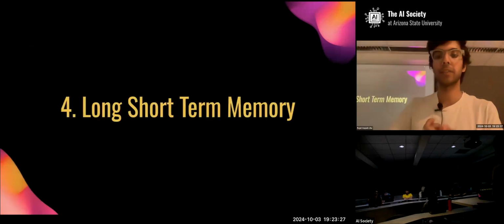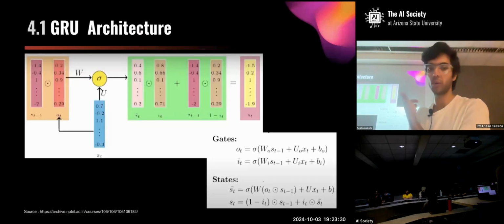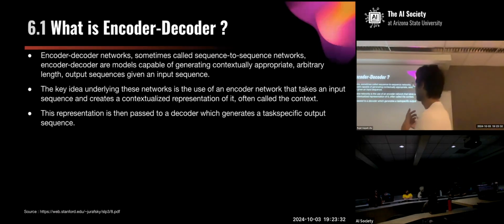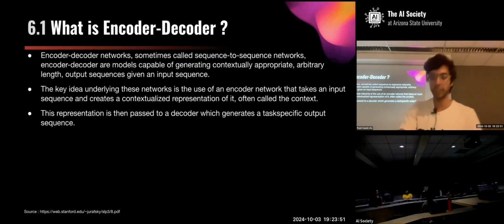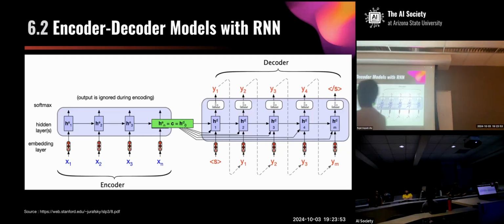So that is why you have encoder decoder. The basic idea of encoder decoder is that the encoder takes the input and creates a context out of all the information that is given in the input. And then all the information that the encoder has encoded is passed to the decoder, which decodes the information and gives the output. So let's see how RNN is used as encoder decoder.